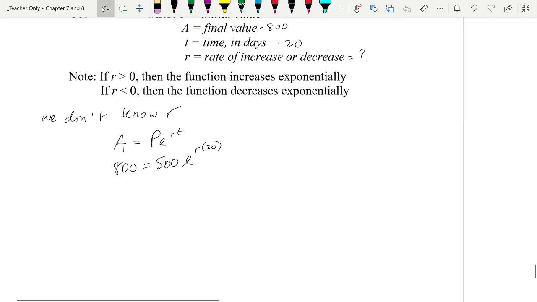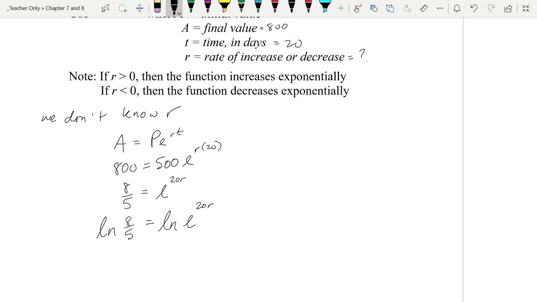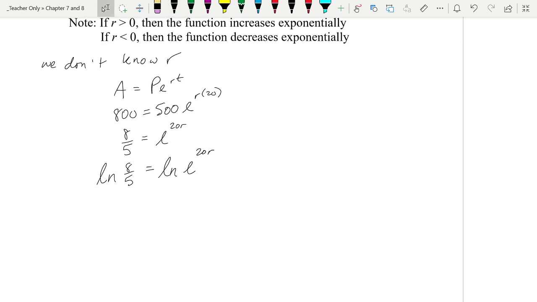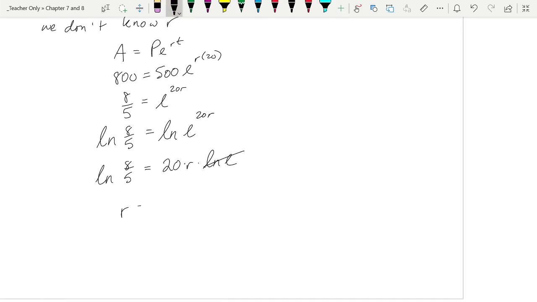What are we going to do? Step 1, we're going to divide both sides of the equation by 500. Step 2, we are going to take the natural log of both sides of the equation. Step 3, we use log law number 3. Exponents can be thought of as coefficients. The ln to the base of a number of itself is always 1. So my final answer will be whatever the ln of 8/5 divided by 20 is.